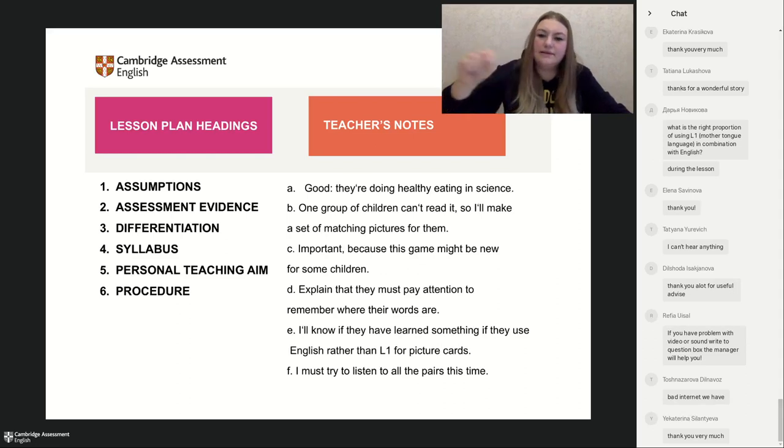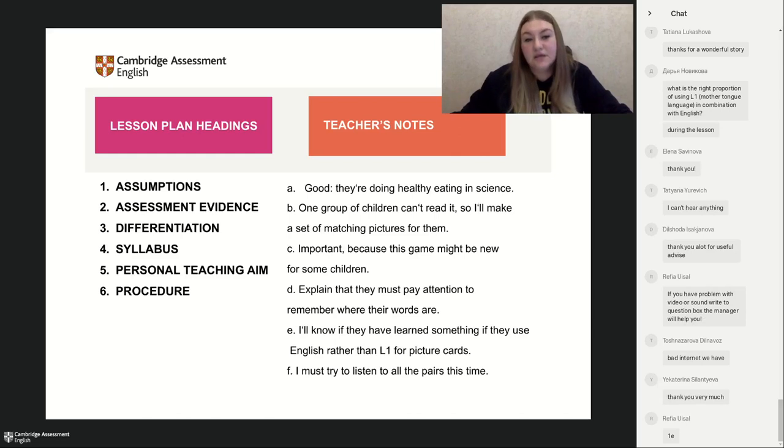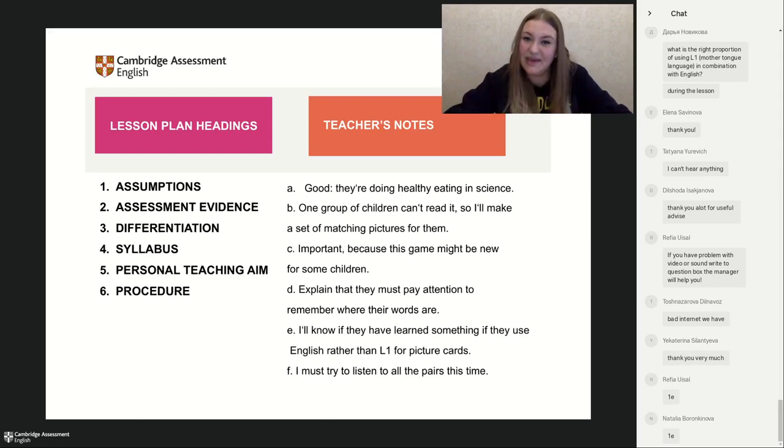Because very often we make the lesson plan, we have plenty of ideas, but we don't really understand why we do this or what's the purpose. But if we try to analyze it, we have better lessons and our students feel it and they participate in a different way.